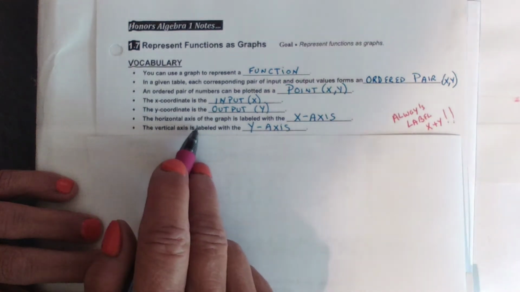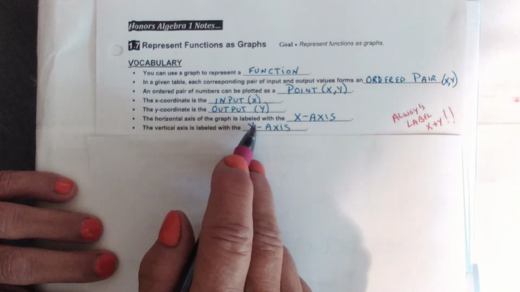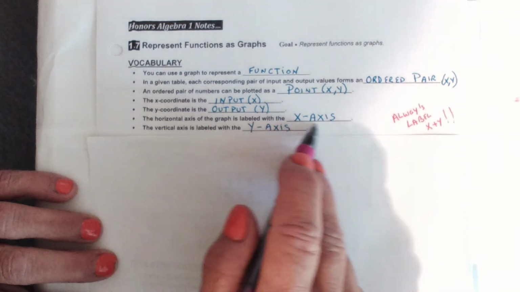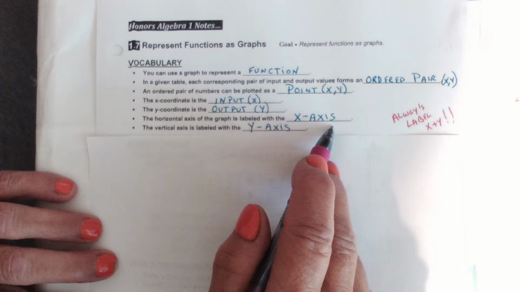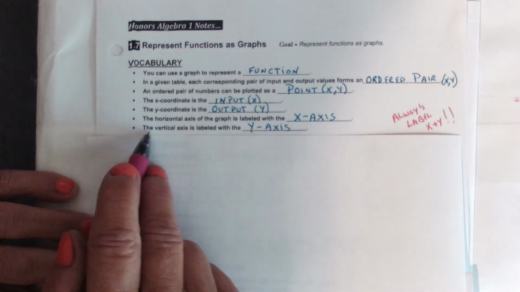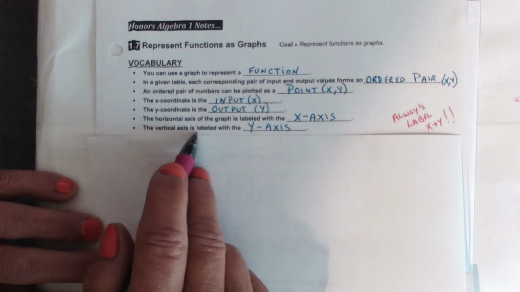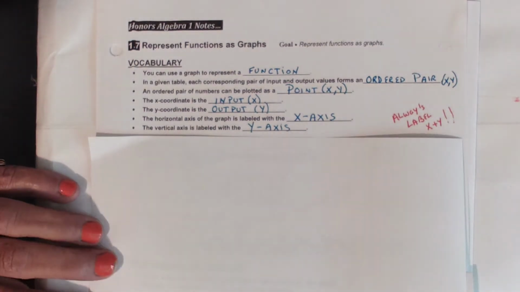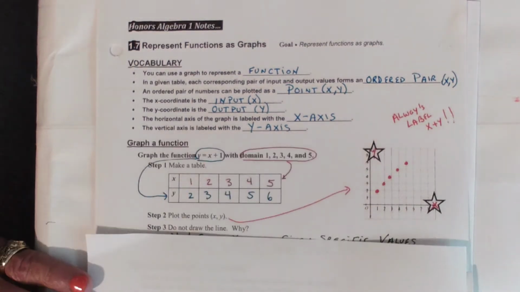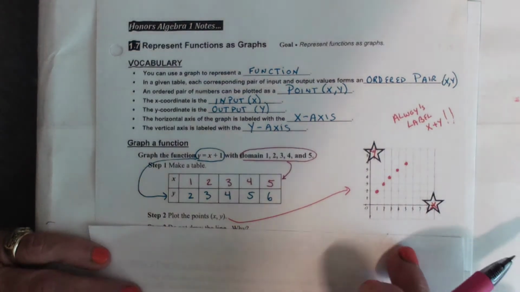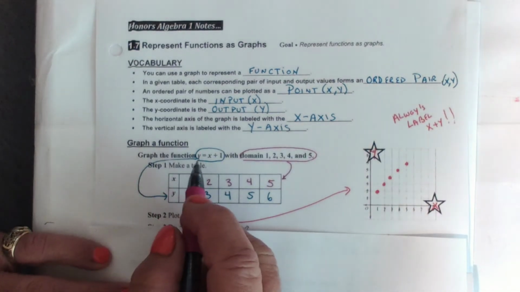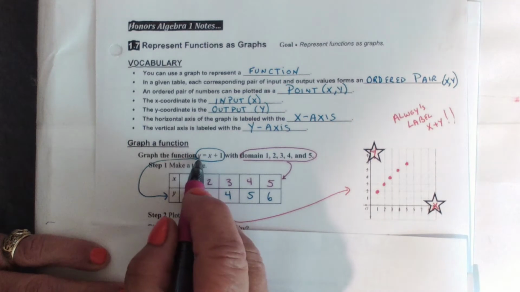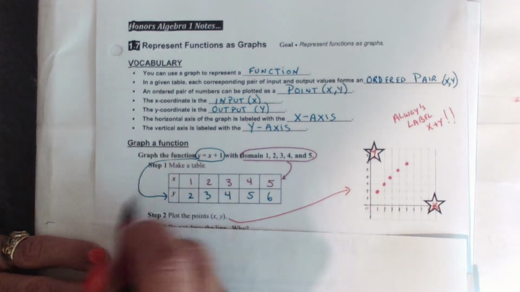The horizontal axis of the graph is labeled with the x-axis. And the vertical axis is labeled with the y-axis. And I think for most of you, this is a complete review. So, here we have a function. The function is y equals x plus 1.